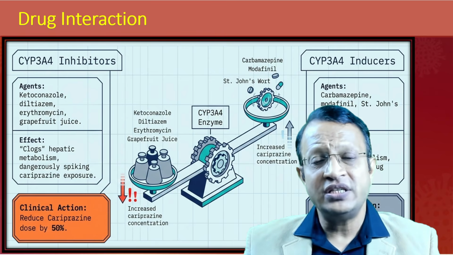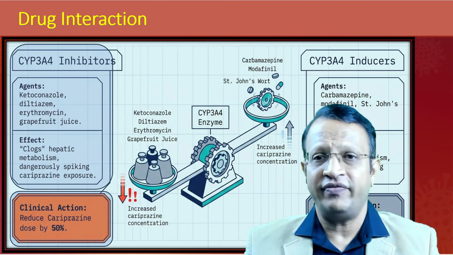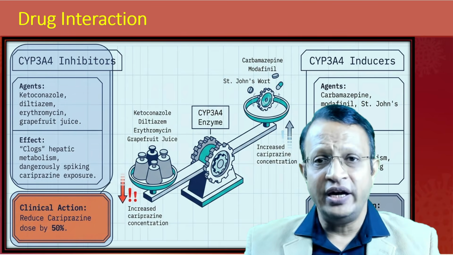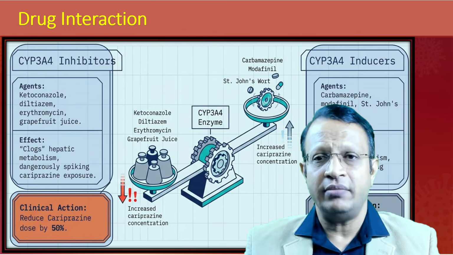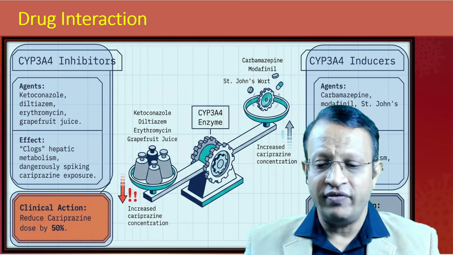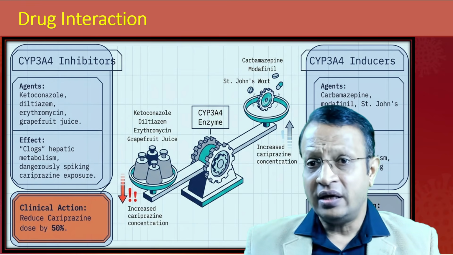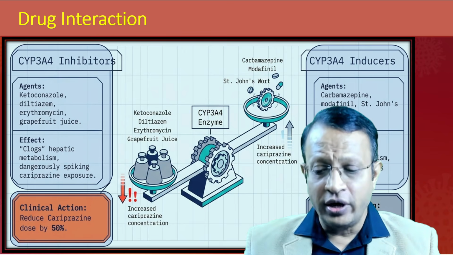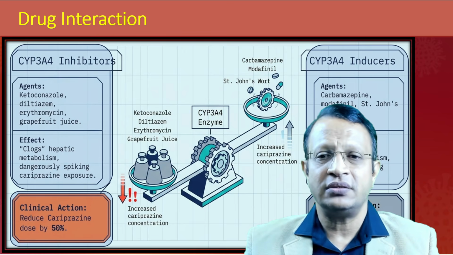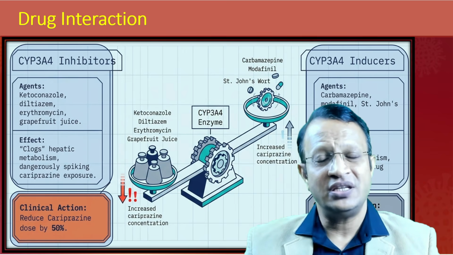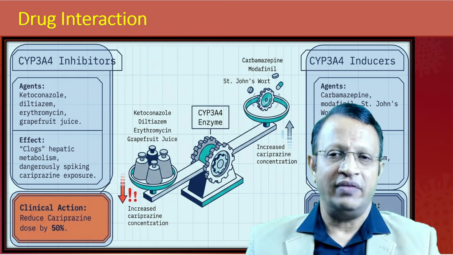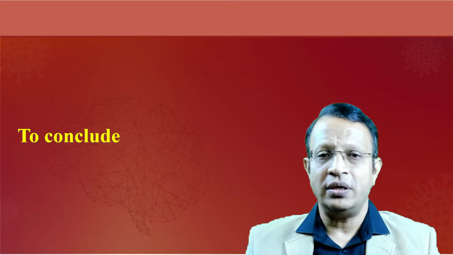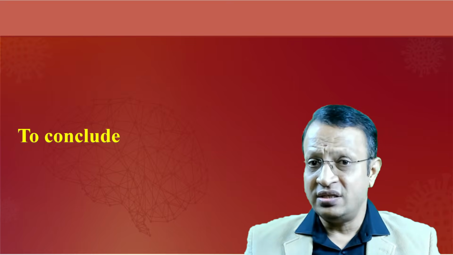Suppose the patient is on a CYP3A4 inducer, my dear friend. What is an inducer? Which induces the enzyme, like carbamazepine, modafinil, St. John's wort. That accelerates the metabolism of cariprazine. In such a scenario, monitor closely and give the highest dosage, up to 6 to 9 milligram can be given, but it is based on the individual. So this is about cariprazine.